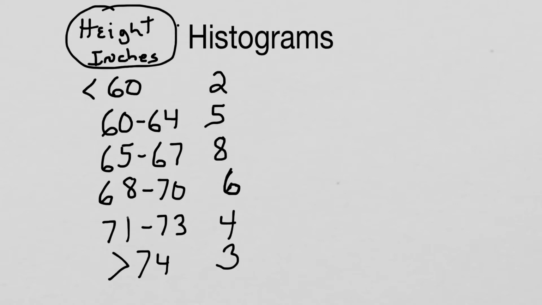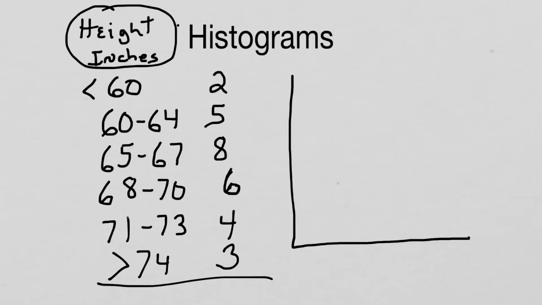All right, to make a histogram: a histogram is nothing more than a bar chart with frequencies. If I was going to ask you for a real basic definition, that's what you would say. It's a bar chart with frequencies. This is a frequency chart that we put together over here, so now we're going to put this in a graph.